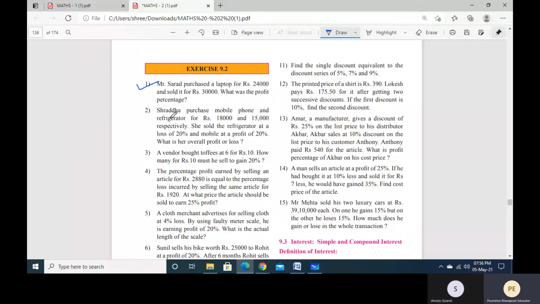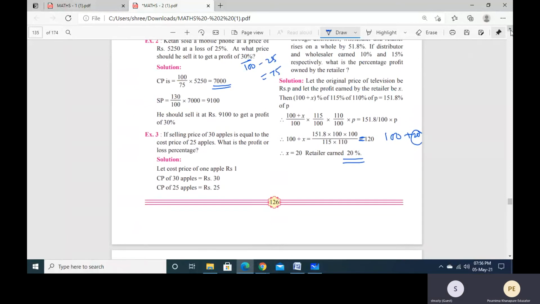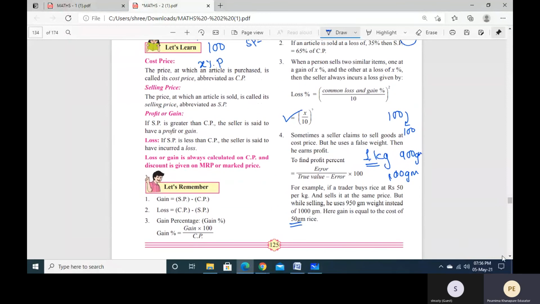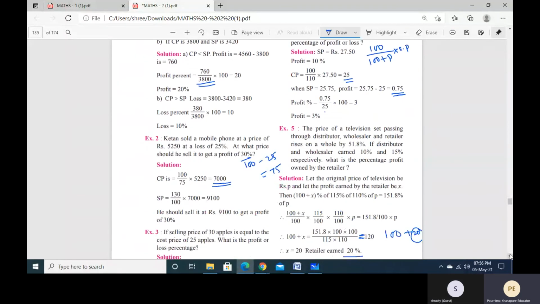Yes. Okay. Now Shraddha purchased a mobile phone and a refrigerator for rupees 18,000 and 15,000 respectively. She sold the refrigerator at a loss of 20% and the mobile at a profit of 20%. What is her overall profit or loss? For that you need to use this formula, X upon 10 the whole square. What is X? The percent of gain or loss.